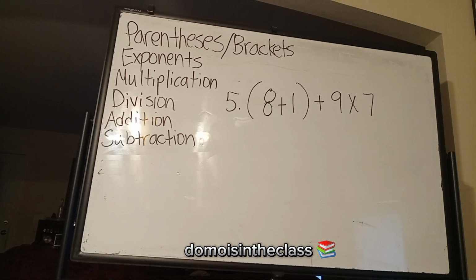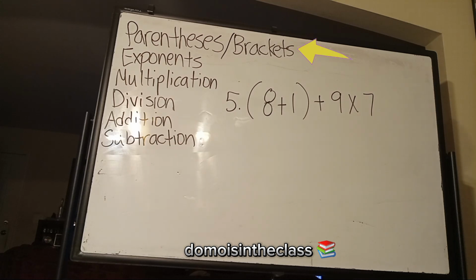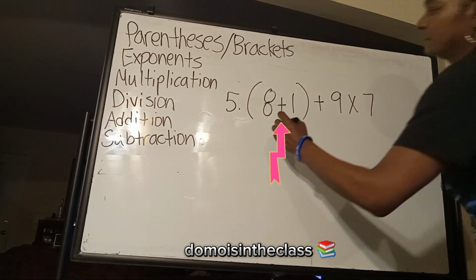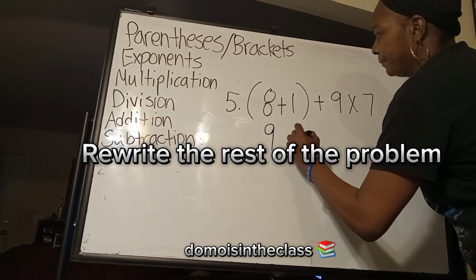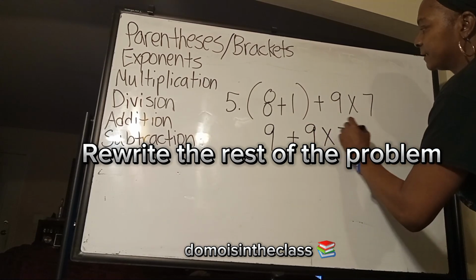All right, so moving on to number 5. We have parentheses, 8 plus 1, close parentheses, plus 9 times 7. So we do the same thing as always. We look at our list. We have parentheses? Yeah. All right, so that's what we got to do first. 8 plus 1 is how much? 9. We get a 9 plus, we have to write the rest of the problem, 9 times 7.